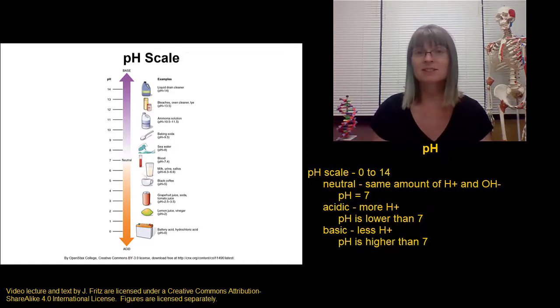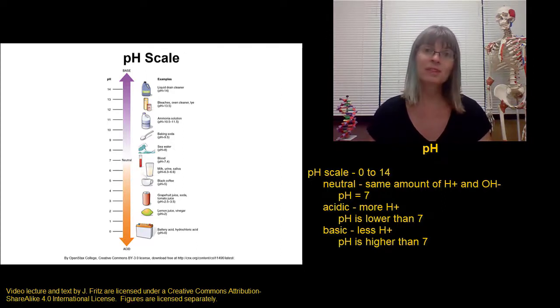Some examples of common acidic substances would be things like pop, or citric juices like lemon juice, and stomach acid. All of those are acidic. A few common bases include baking soda, ammonia, and bleach.